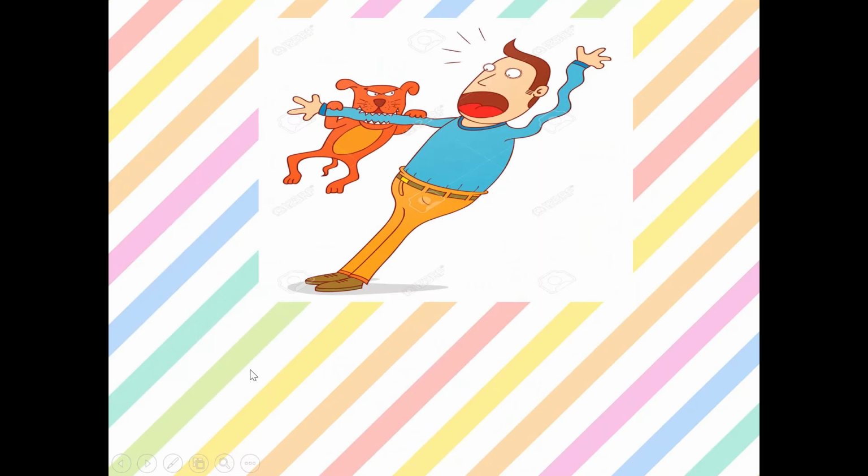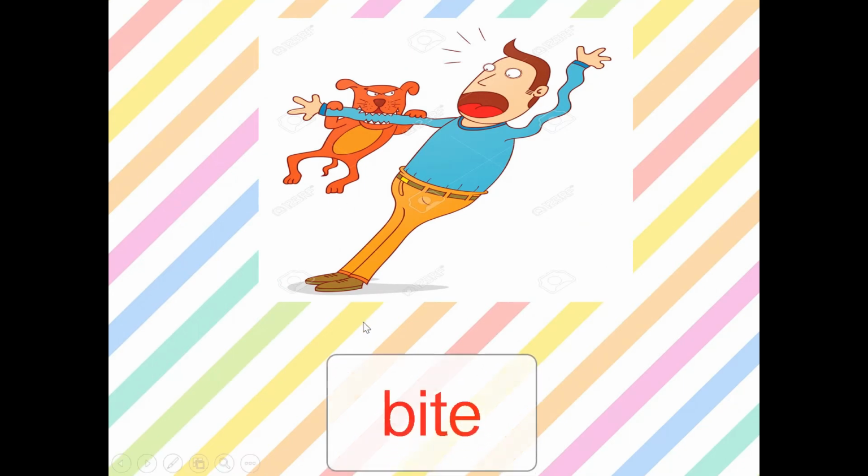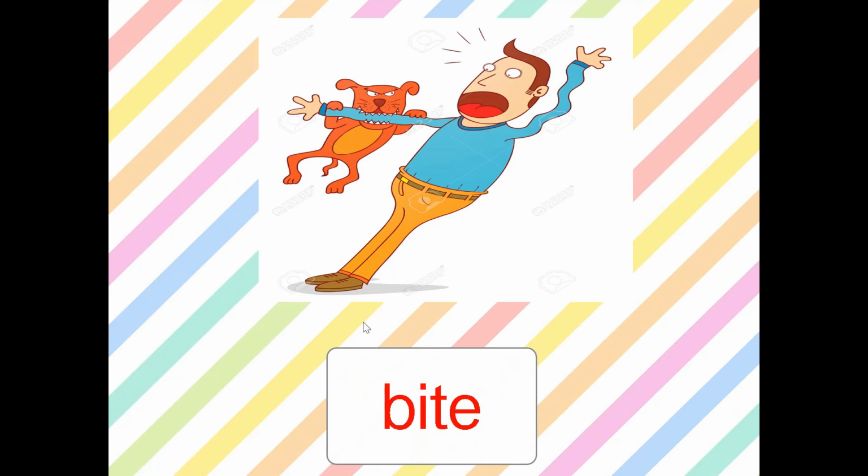As you can see the picture, it's clear. The dog bites the man's arm. So we have here bite. Repeat with me. Bite. Notice that the last letter is silent. We didn't pronounce it.